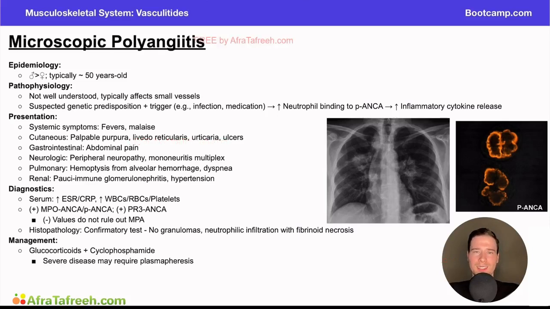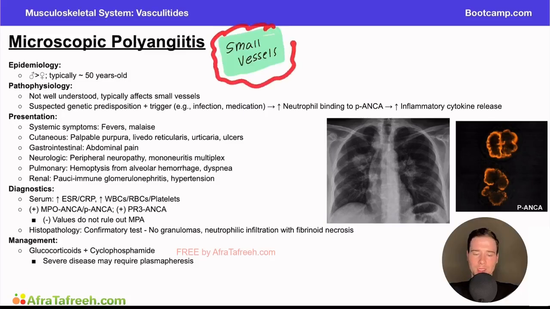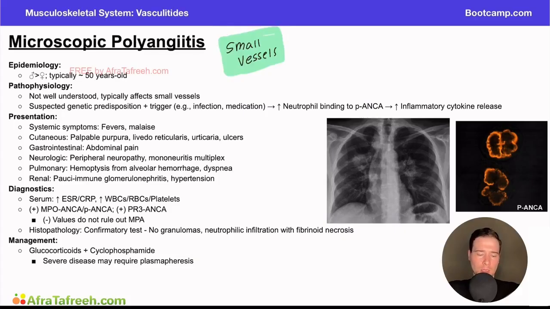Remember, this is a vasculitis condition, so it's going to cause inflammation in the blood vessels, specifically small blood vessels. And I remember this because microscopic is in the name. And this is kind of helpful for categorizing these versus some of our other vasculitides that can affect medium vessels or even large vessels. Now, if we turn our attention to the epidemiology here, the main things I want you to be mindful of is this is typically going to affect males more commonly than females, and it's usually in the middle age, around 50 years old.